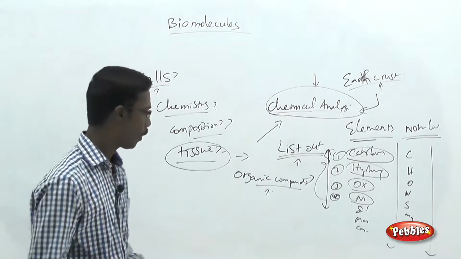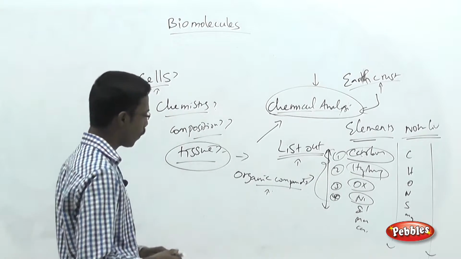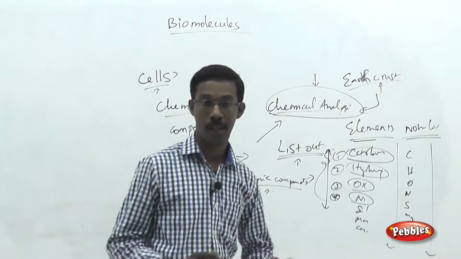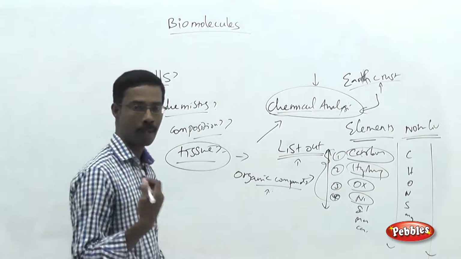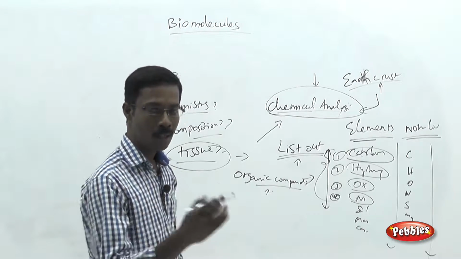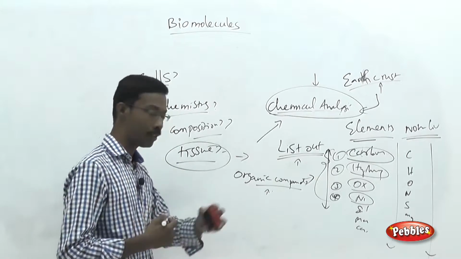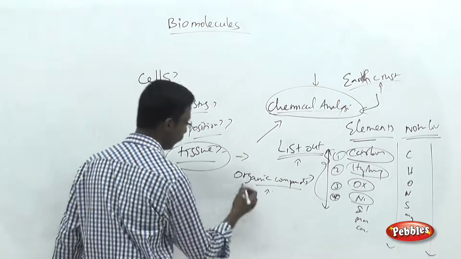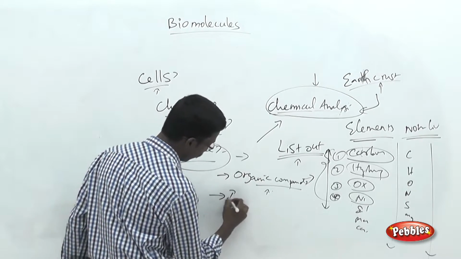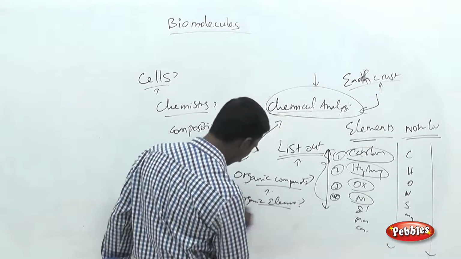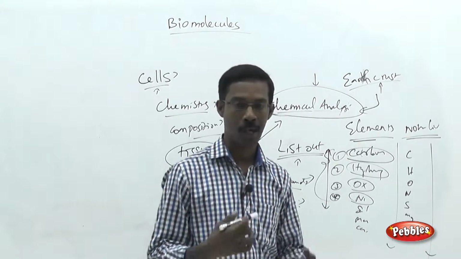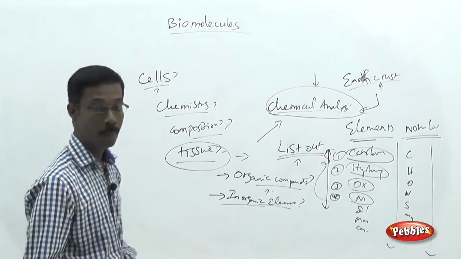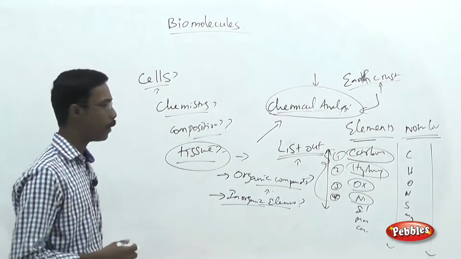So as I told you, in any living sample, in any living tissue, when you do the chemical analysis you will get two kinds of results. It may be organic elements or inorganic elements. Before we proceed into the list of organic and inorganic elements, how can we perform the particular chemical analysis for the particular tissue sample?